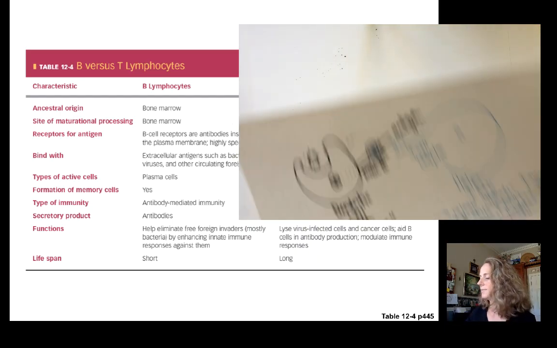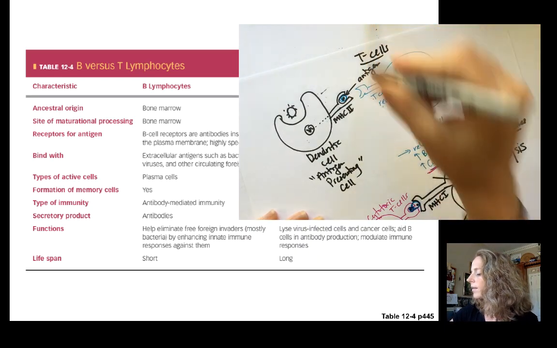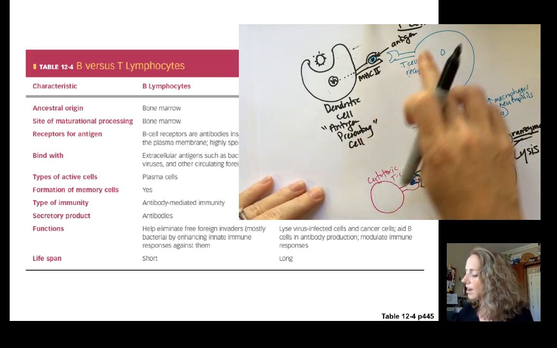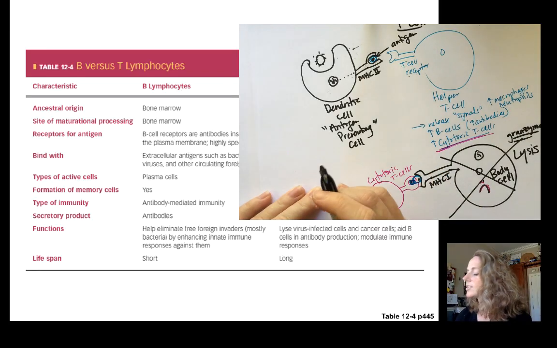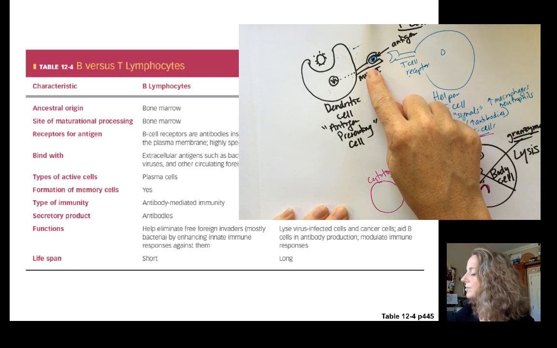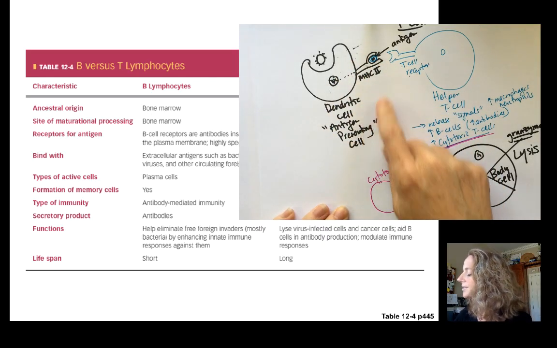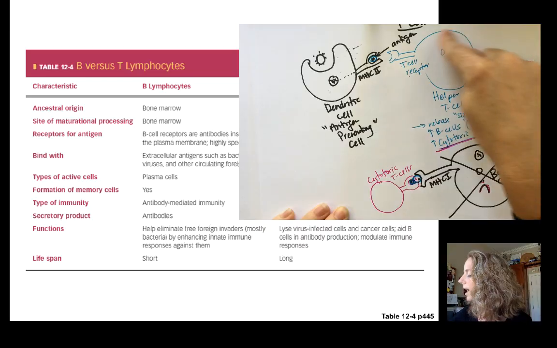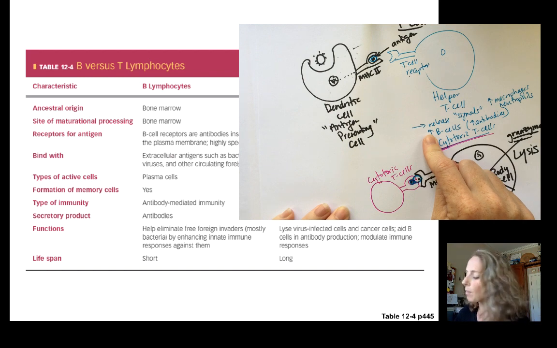T cells are here. They are going to recognize antigens only as displayed on MHC proteins. So T cells will first be activated by antigen-presenting cells. Antigen-presenting cells will activate helper T cells, which will overall enhance the immune response in the body.